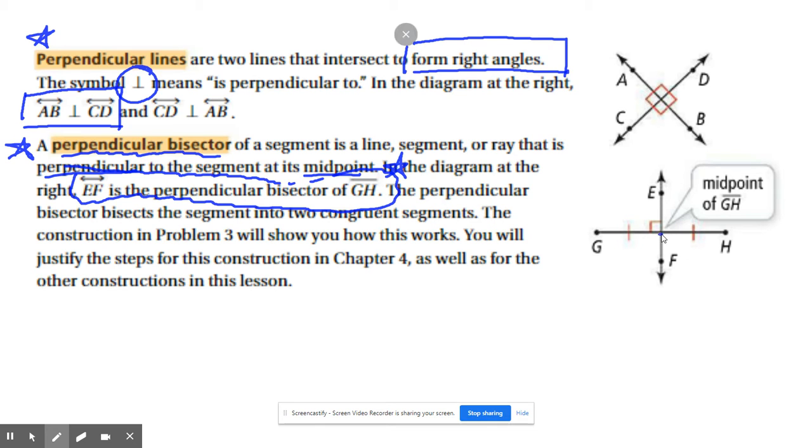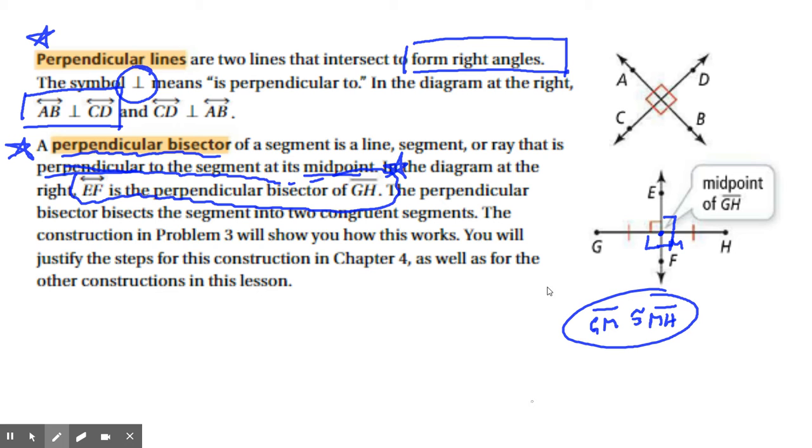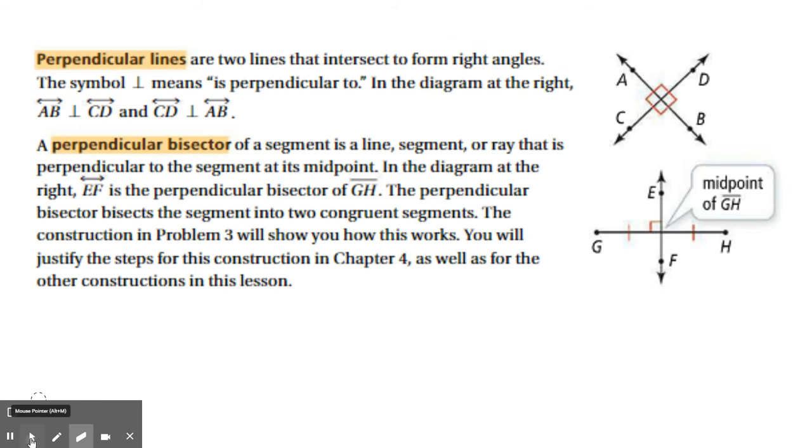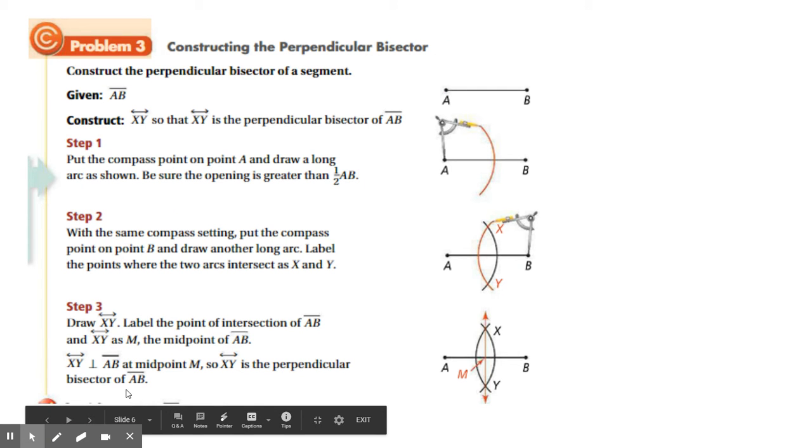So let's call this point right here M for midpoint. That means that M is the midpoint and segment GM is congruent to segment MH. It also means that these angles are all right angles. So again, very important idea here with these perpendiculars. The reason they're showing that here is because we're going to construct a perpendicular bisector.